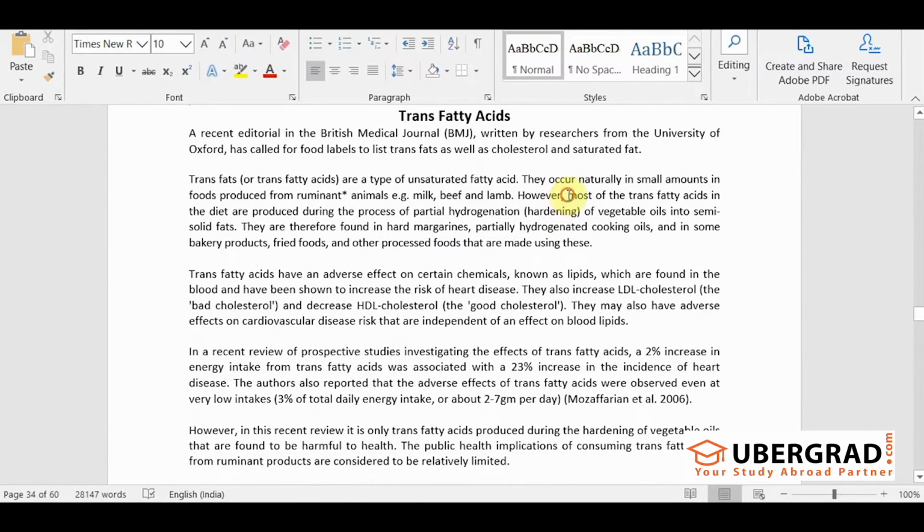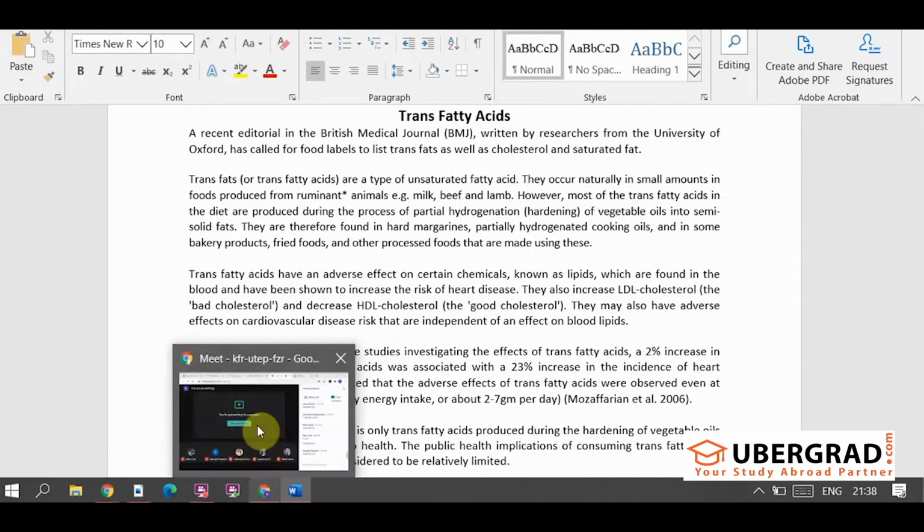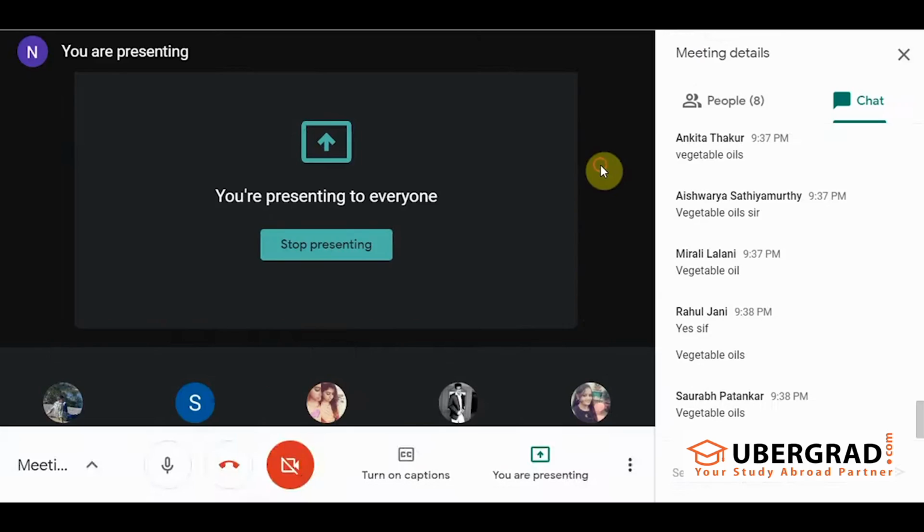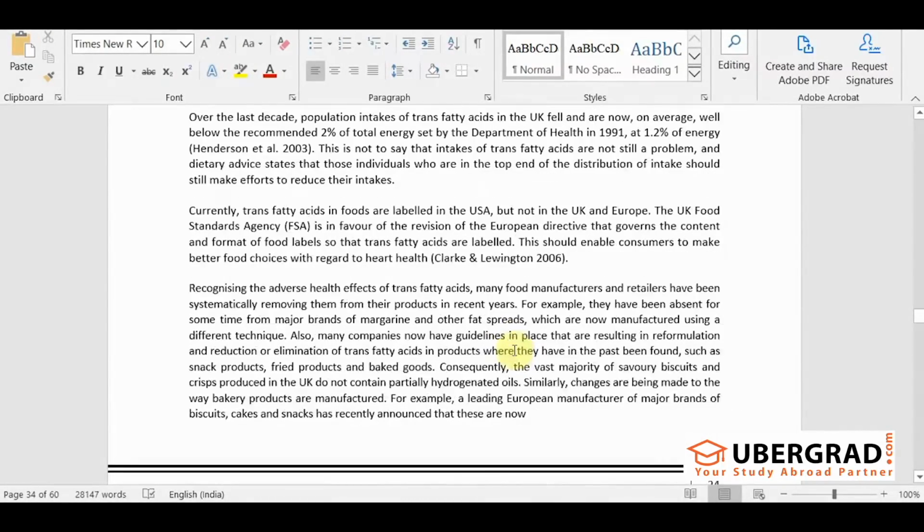Most of the trans fatty acids, meaning the majority of trans fatty acids, are produced during the process of hardening. Means what? Solidification, right? Solidification of what? Solidification of vegetable oils. So what gets solidified? Vegetable oils get solidified, and from that we get the majority of trans fatty acids. Now the next question.